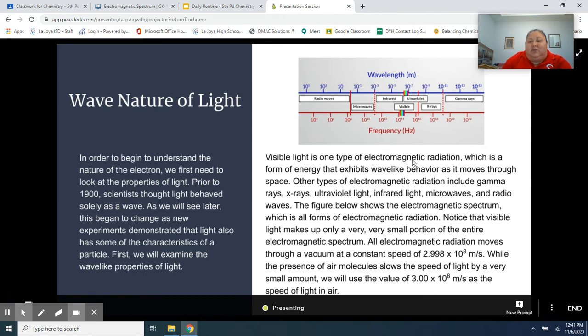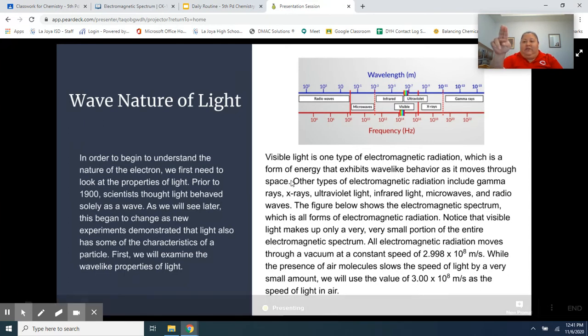Visible light is one type of electromagnetic radiation, which is a form of energy that exhibits wave-like behavior as it moves through space. Remember, there are two types of waves: the vertical electric wave and the horizontal magnetic wave. Both of them, I can't even do it, right? You got this one, and then you got this one. I can't do them at the same time. It's weird.